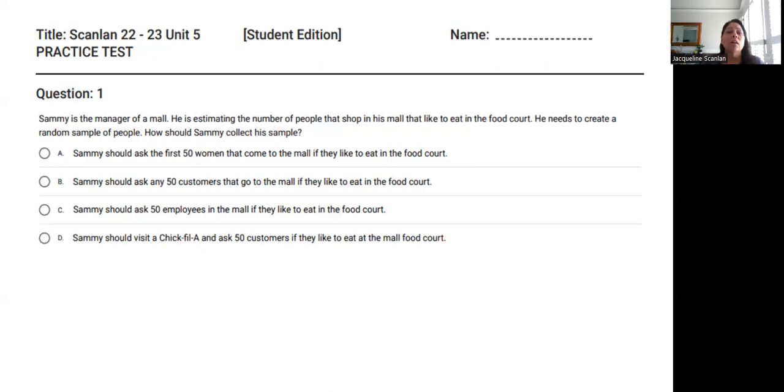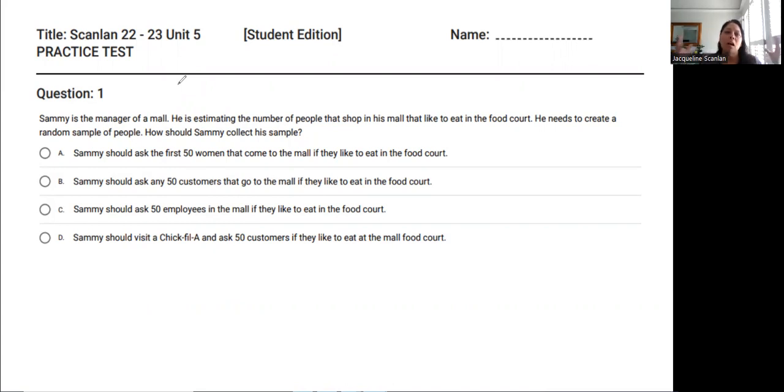So let's go through this again. Sammy is the manager of a mall. He's trying to figure out the number of people that, when they shop in his mall, they want to eat in the food court. And so he's trying to figure out how to collect a random sample. Answer choice A says that Sammy should ask the first 50 women that come to the mall if they like to eat in the food court. All right, I'm just going to read through these answer choices. And as I read them, I want you to think about whether you hear anything that might cause bias or might be specific to a single group of people rather than an entire random sampling of people.